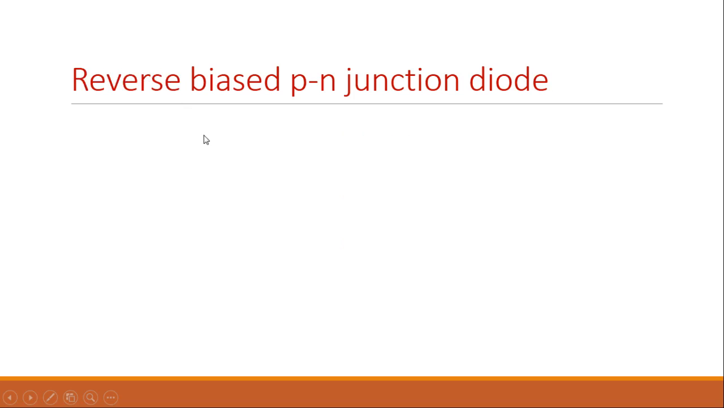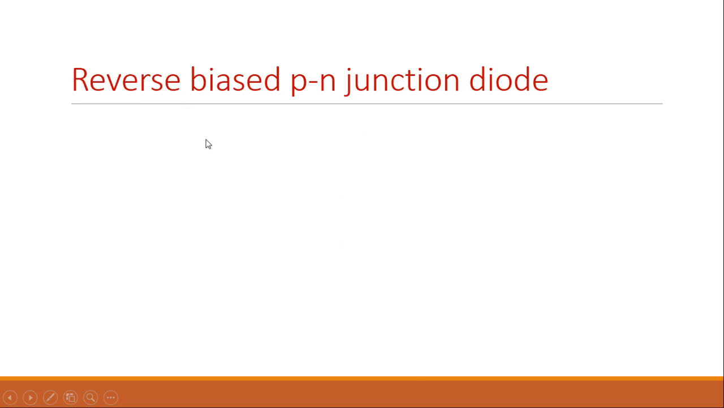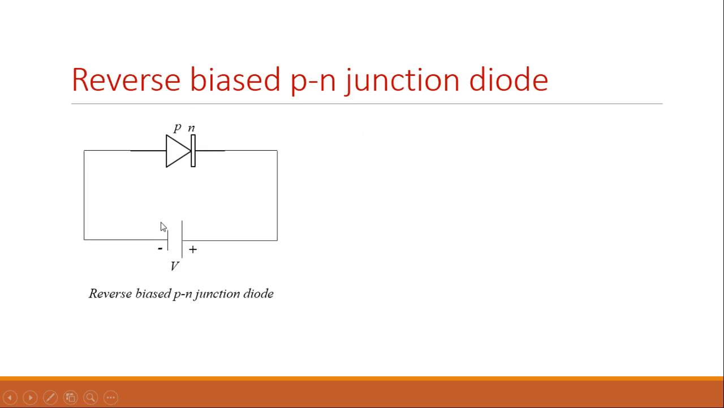In other words, we say that when the external bias is connected in such a way that the positive terminal is connected to P region, the negative terminal is connected to N region, and the external bias opposes the internal potential barrier, then the diode is said to be forward biased. But in simple terms, you can simply remember positive terminal connected to P, negative terminal connected to N, the diode is forward biased. Now, what is a reverse biased PN junction?